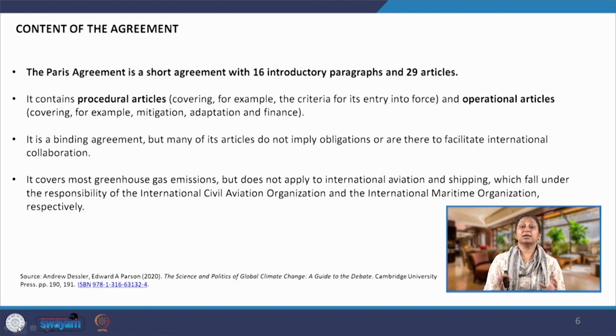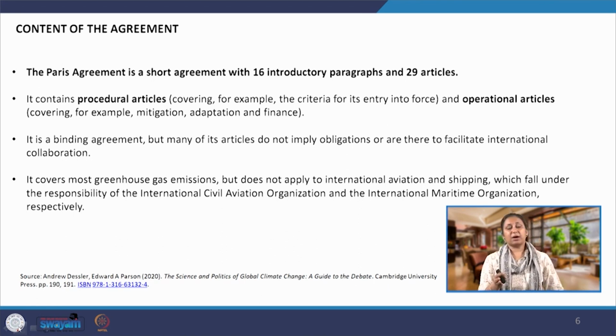If you look at the contents of the agreement, it is a very short agreement with only 16 introductory paragraphs and overall 29 articles. Another reason for that is that it is a relatively new agreement, unlike Kyoto Protocol, which had been in existence, and with every COP happening after 1997, through amendments, additions and addendums, more and more mechanisms and articles were added to Kyoto Protocol. So, it contains procedural articles, for example, the criteria for its entry into force, and operational articles, for example, mitigation, adaptation and finance.